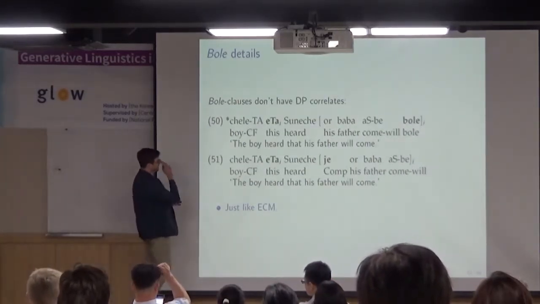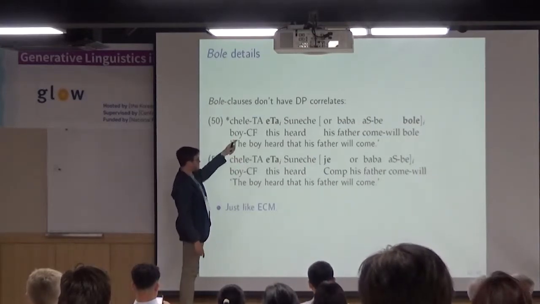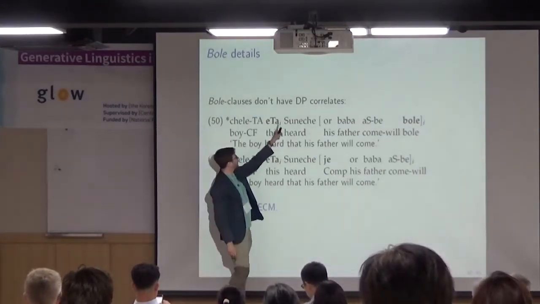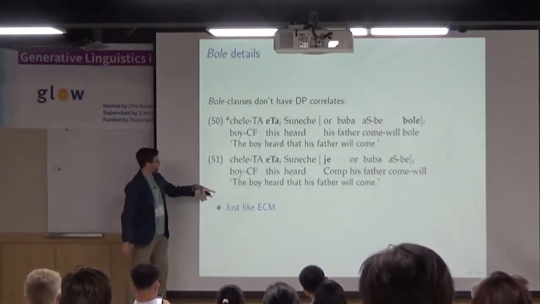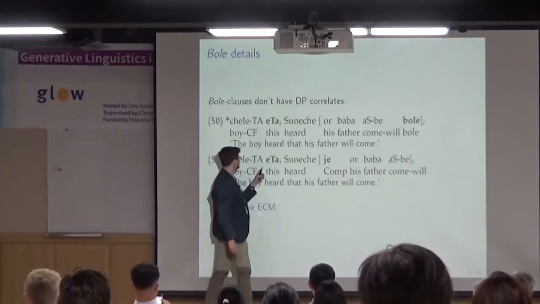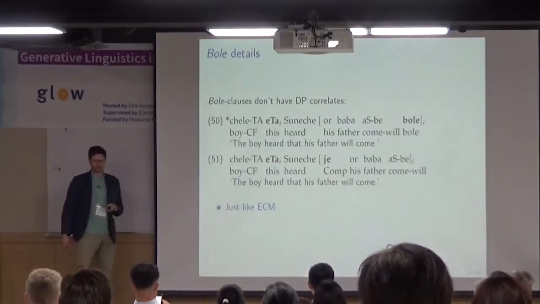Bole clauses don't have DP correlates, so this looks like ECM. So the boy heard it, his father will come, no good. But the J clauses, like English that clauses, are perfectly happy with DP correlates. Okay?